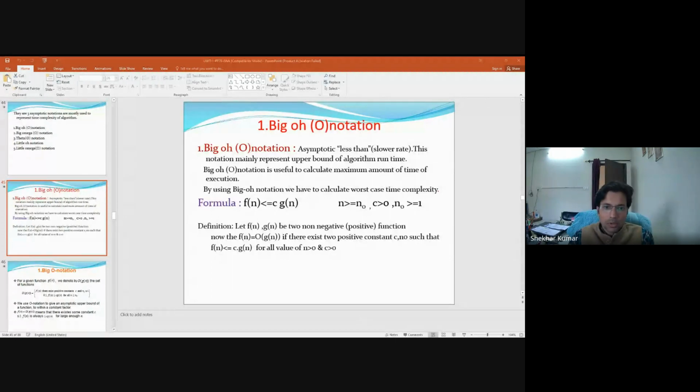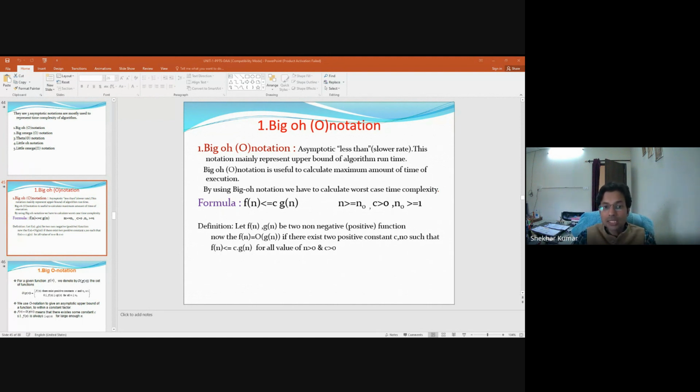Okay. First one is your big O notation. Big O notation always describes your maximum time. That is also called your worst case complexity. This notation gives the tight upper bound of the algorithm. Upper bound means the maximum time an algorithm can take to execute and the maximum space an algorithm can take in the memory. So this notation gives a tight upper bound of the given function.